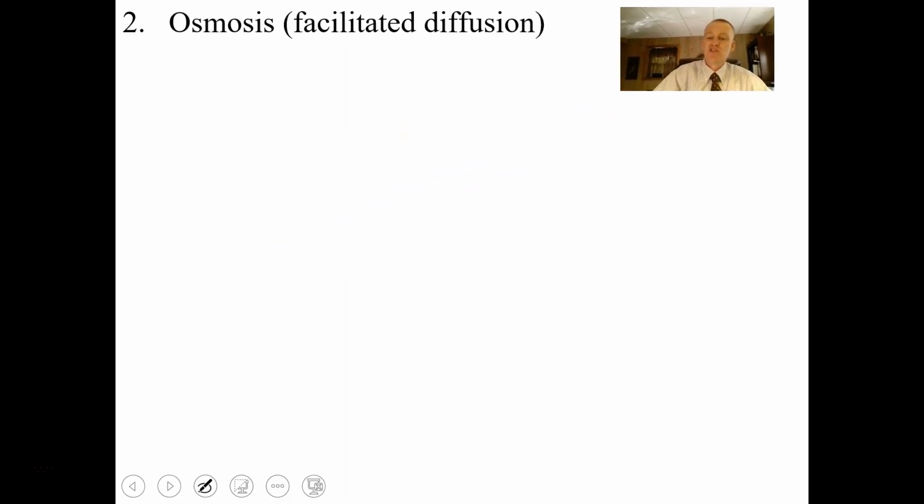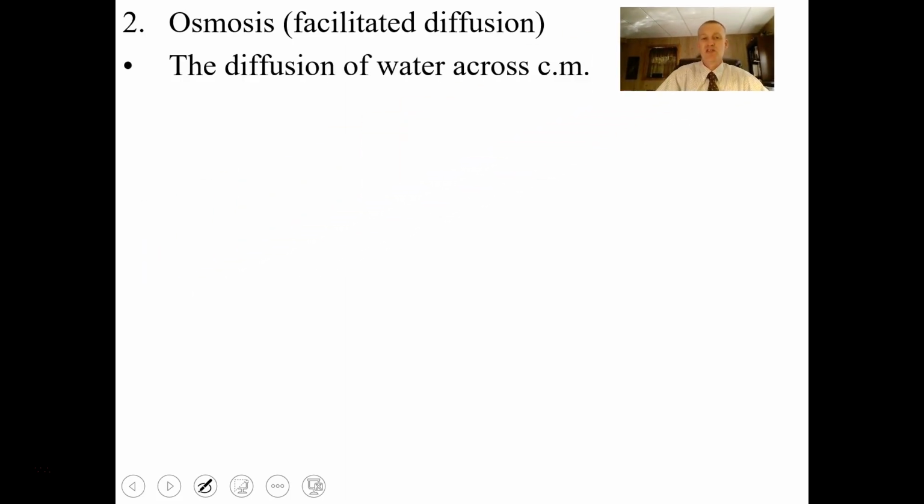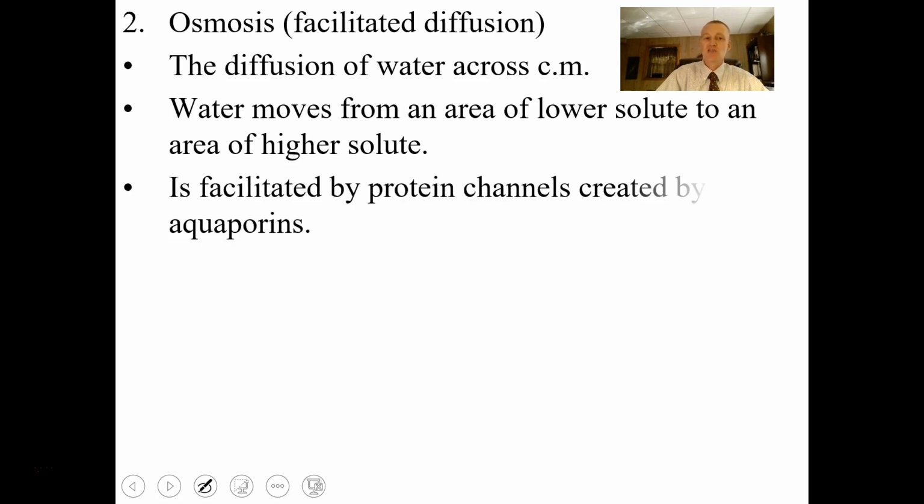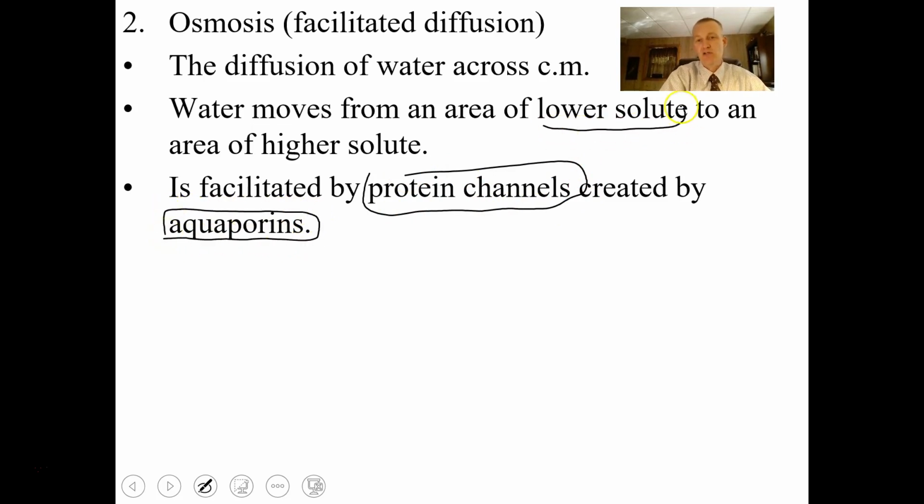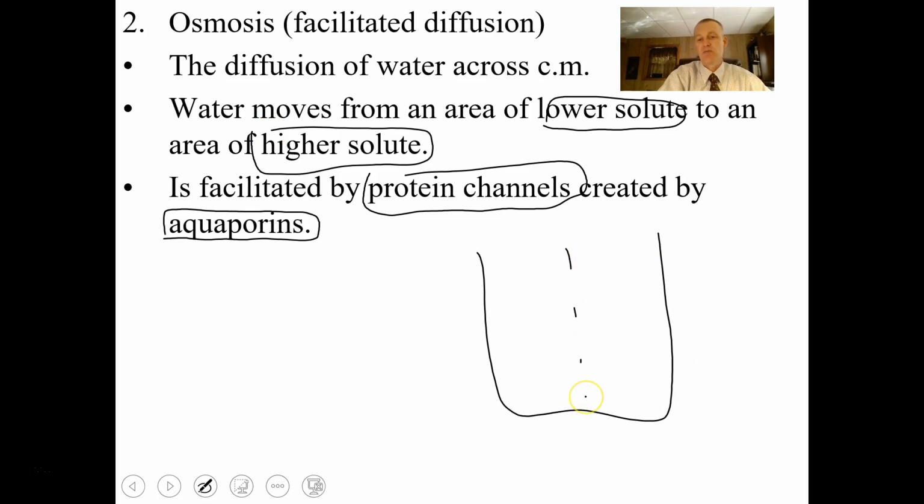Osmosis is a facilitated diffusion, which means it's the diffusion of water, but it has to actually go through a protein channel. These protein channels are called aquaporins. And water moves from an area of low solute to an area of high solute. Okay, so if we had a little beaker right here with a semi-permeable membrane, let's say over here that this is salt water, and this is pure water over here. So this would be salt water over here, and this would be pure water over here.